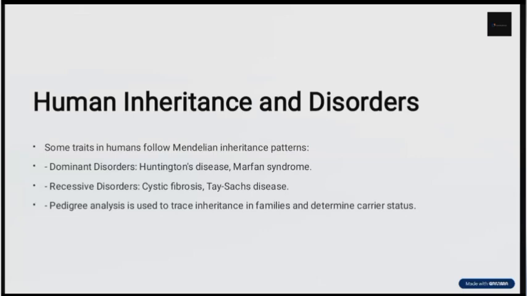Human inheritance and disorder. Now we have looked at genetics, we have discovered the laws, we have looked at how it applied. Now we want to leave theory a little. Actually, everything within is theory though, but we now want to talk about more practical things. Now, some traits in humans follow Mendelian inheritance. Now, these traits can show dominant disorders and recessive disorders.